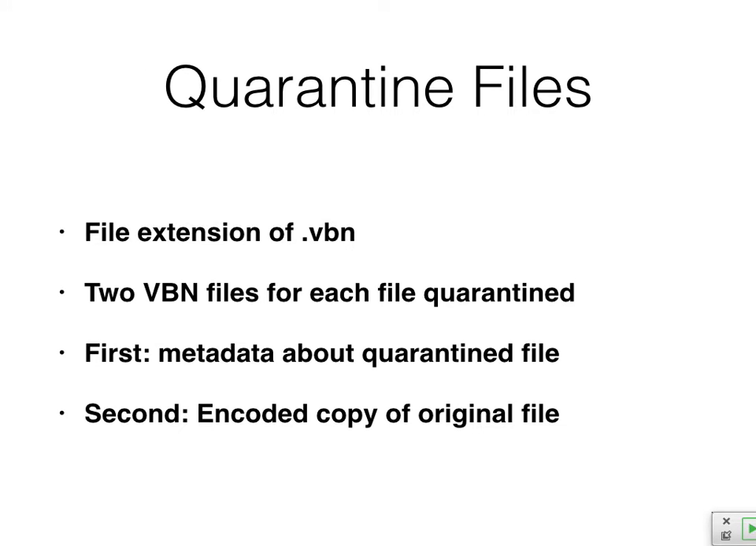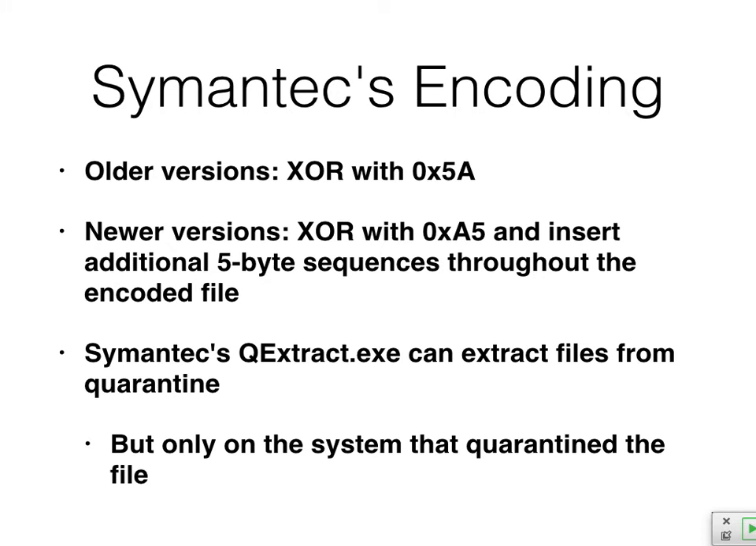Then they make a quarantine file with VBN, and there are 2 files. There's a metadata file that has metadata about it, like what the virus was, what time it was quarantined, and stuff like that. And then they have an encoded copy of the file where they just XOR it with 0x5A. That's a simple way to scramble all the bits so that it won't run anymore. Unfortunately, it's so easy to undo that they don't want to do it that way anymore, so the newer version also inserts 5-byte sequences in some pattern that no one really knows.